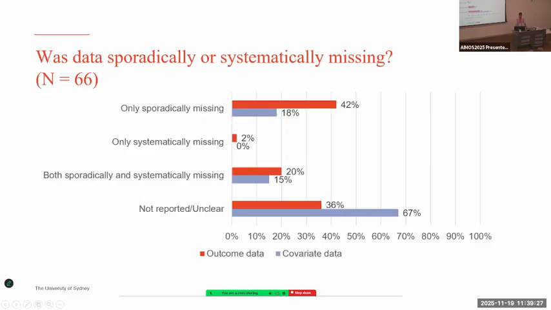Next, we looked into whether data was sporadically or systematically missing. And here at the bottom, we can see that there is a big proportion that don't actually report the type of missingness, especially for covariate data. But for the papers that did report something, outcome data tended to be only sporadically missing, whereas for covariate data, it was about equal between either sporadically missing or both sporadically and systematically missing.